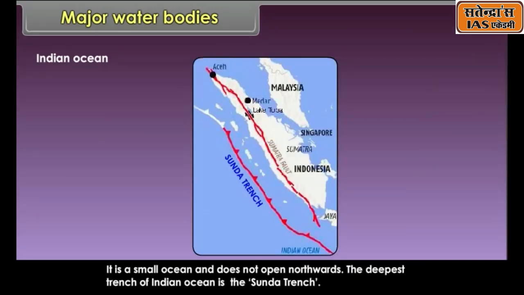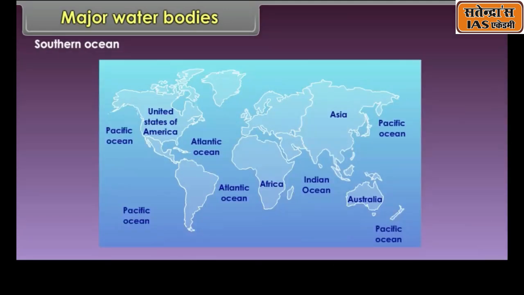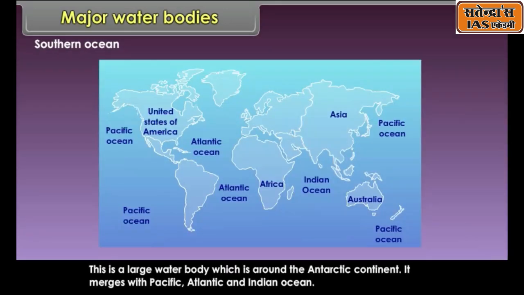It is a small ocean and does not open northwards. The deepest trench of Indian Ocean is the Sunda Trench. Southern Ocean. This is a large water body which is around the Antarctic continent. It merges with Pacific, Atlantic and Indian Ocean.